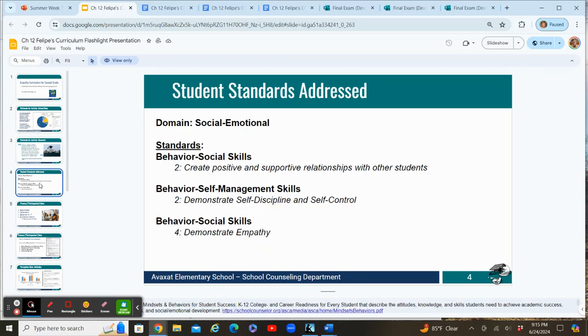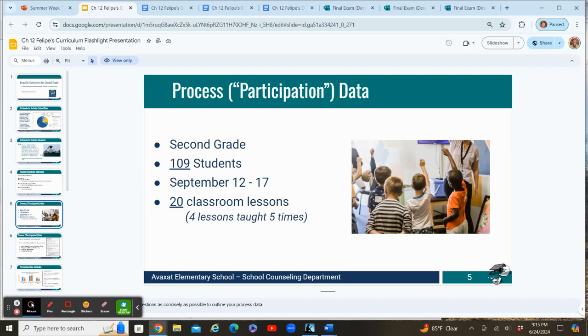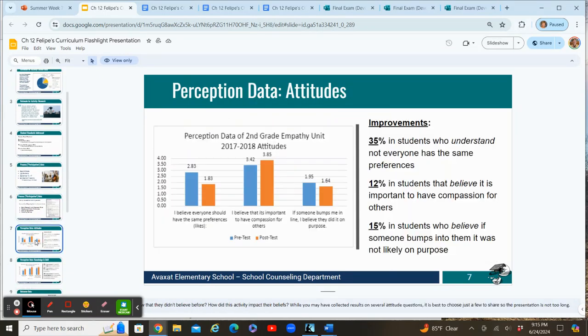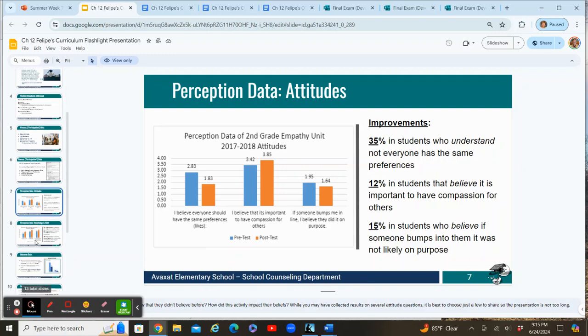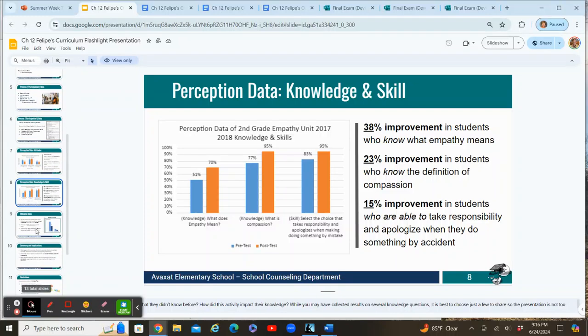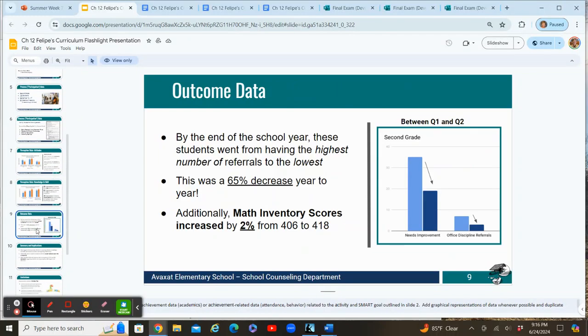What student standards are addressed. He talks about the participation data, the process data, more process data, the perception data, that's the skills, attitudes, and knowledge that you're trying to change. And then also the outcome data, which is, again, big picture. These are the big ticket items. You want to change either behavior. So there was a 65% decrease of office referrals, which is huge.